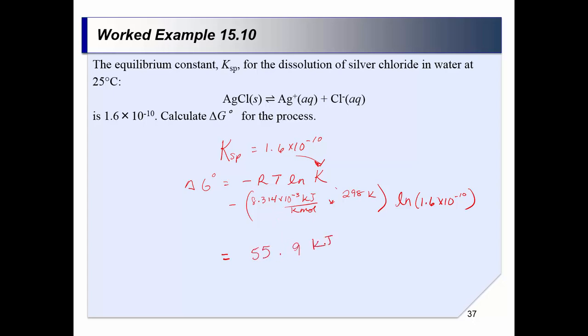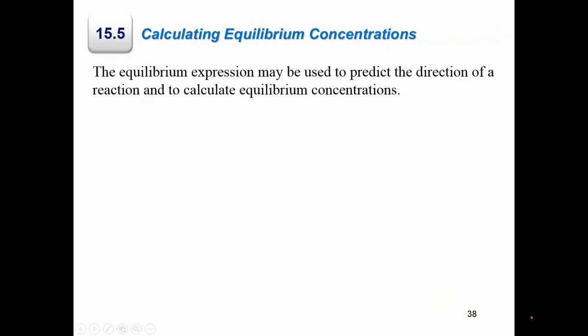55.9 kilojoules per mole. Now this is a large positive delta G value. It's much greater than 1. And like the really small K value, this gives us a process that lies far to the left, which means this favors the reactants. There's going to be more solid silver than there will be ions of silver chloride. So now that we can manipulate our Ks, we can calculate Qs, we can calculate the free energy and see if things are spontaneous or not.